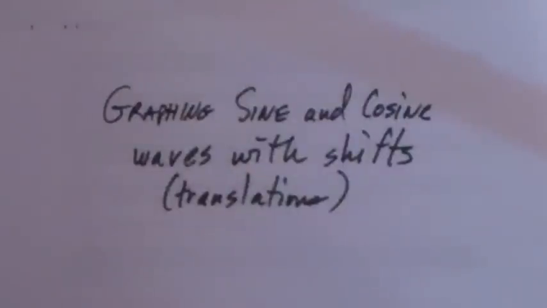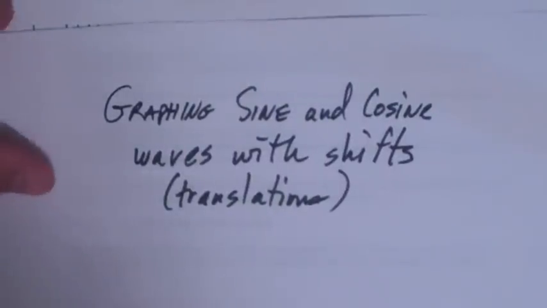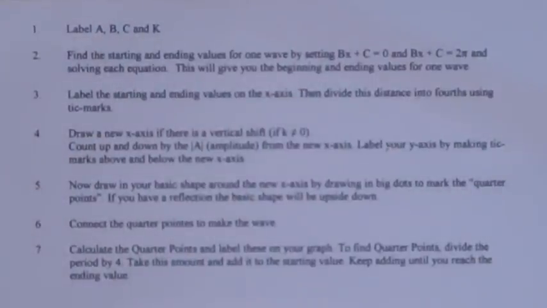Hello. In this session we're going to look at how to graph sine and cosine waves when there are shifts, or another word for shifts, translations. The process I use, and essentially I'm assuming that you already know how to graph sine and cosine waves, but what we're really trying to do is figure out how to put together all the different translations, like what's a good set of steps to follow to get it all together.